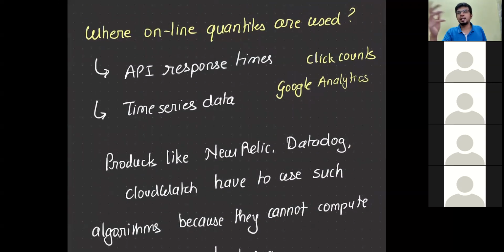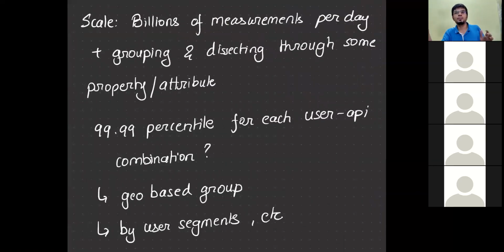And another example would be Google Analytics click count that comes in, like what's the percentile of click count that happened on a day or whatever it is. Lots of analytics, basically analytics on top of numbers, percentile on top of numbers.